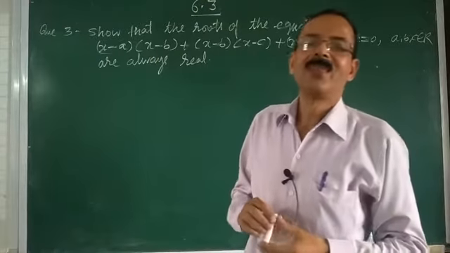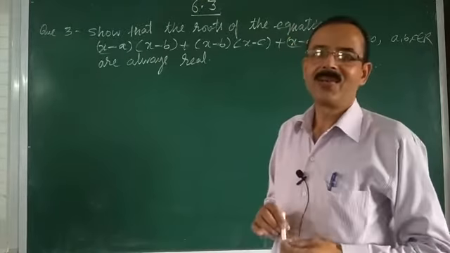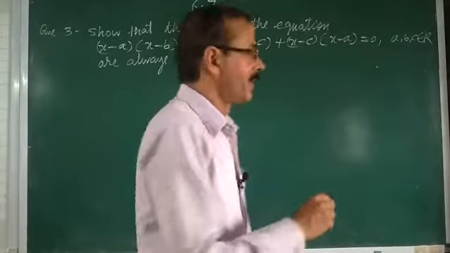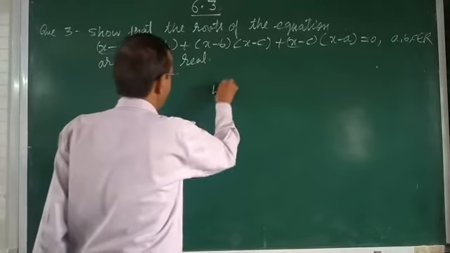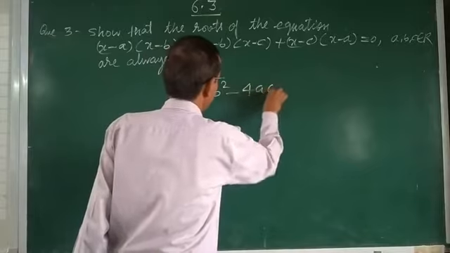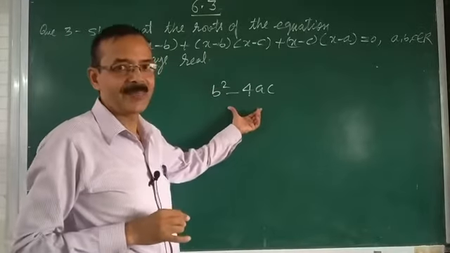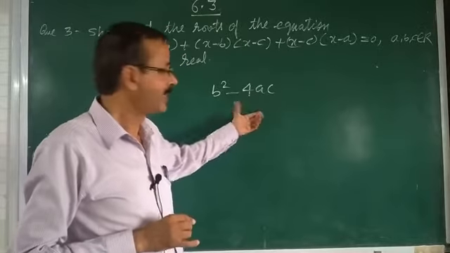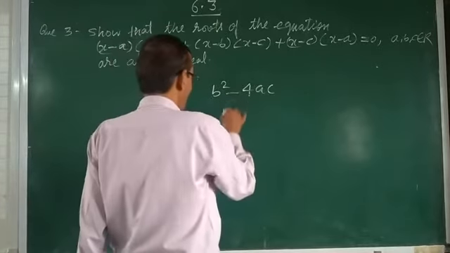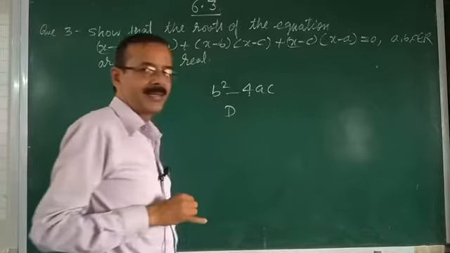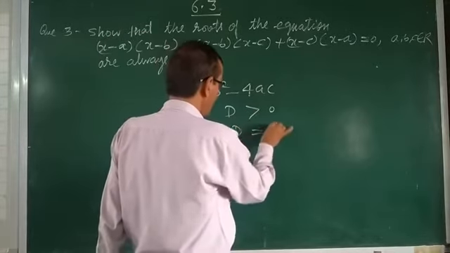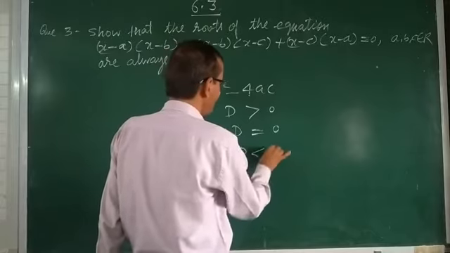Hi students, today I am going to teach questions related to the nature of roots. As you know, b square minus 4ac is called the discriminant. This decides the nature of the roots. We represent it by capital D. D is greater than 0, D is equal to 0, and D is less than 0.